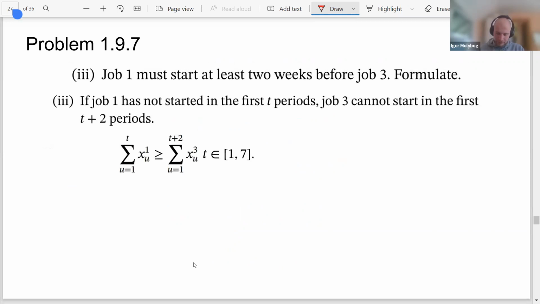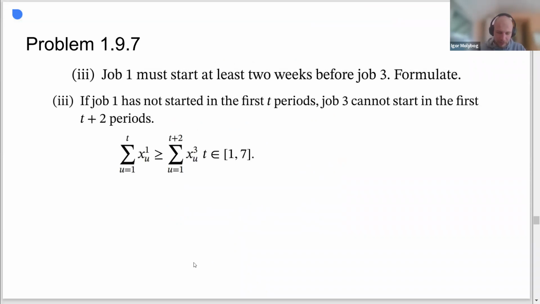Okay, cool. And the last part of the problem is that job 1 must start at least 2 weeks before job 3. This can be formulated as follows: if job 1 has not started in the first T periods, job 3 cannot start in the first T plus 2 periods. This is how we can formulate this expression.